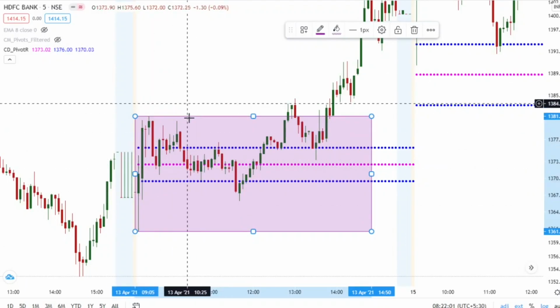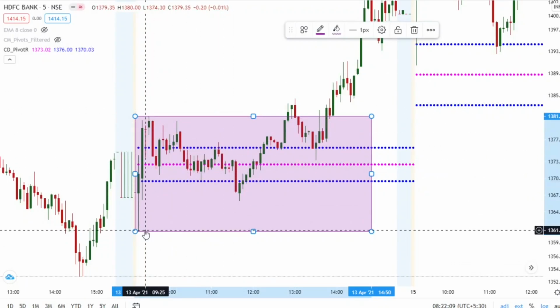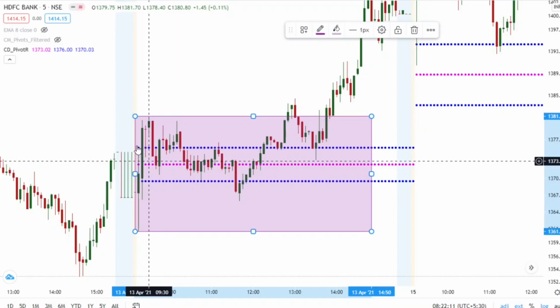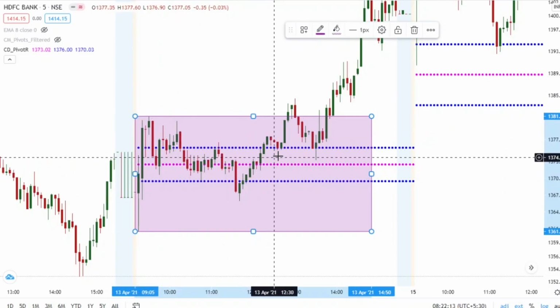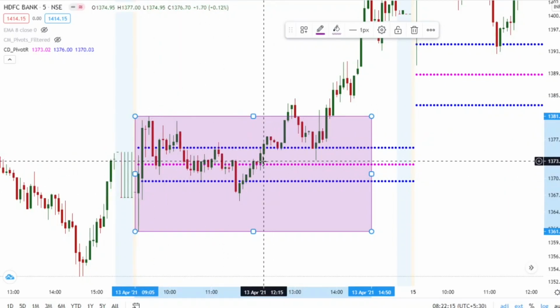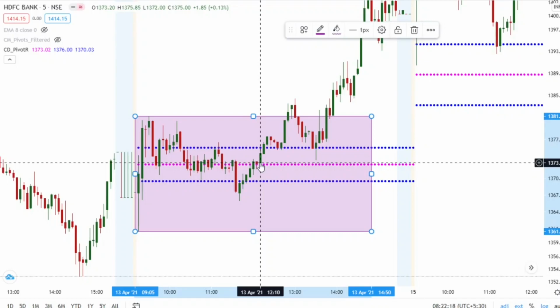You can see in the HDFC chart, this is the low of that day, and this is the high of that day. The market was in consolidation till 12 o'clock. This is our 12 o'clock candle, and we should look for a breakout after 12 o'clock.